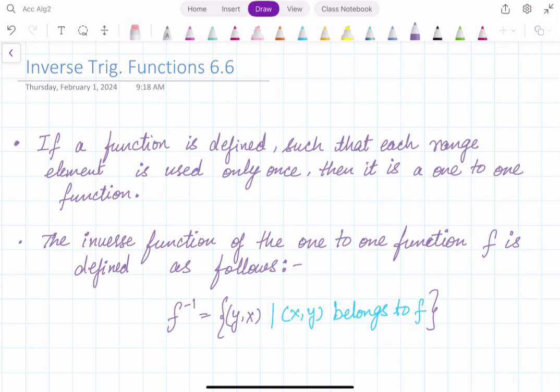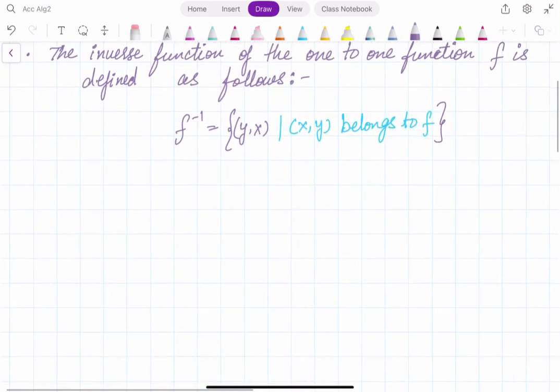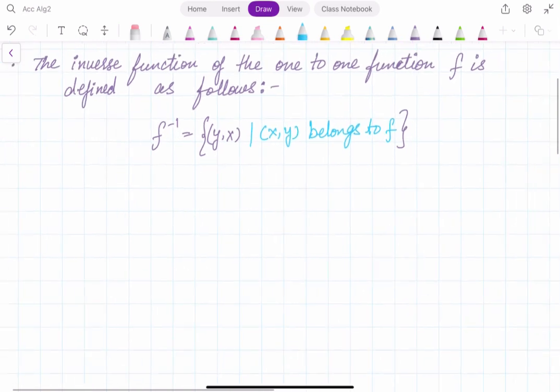So by definition, f inverse is nothing but where the coordinates are y and x such that x and y coordinate belongs to f. So what they are trying to say is that in the inverse function, the x and y switch from the original function. So the domain of the original function becomes the range of the inverse function. Range of the original function becomes the domain of the inverse function.